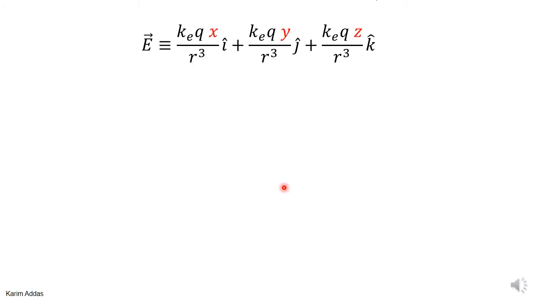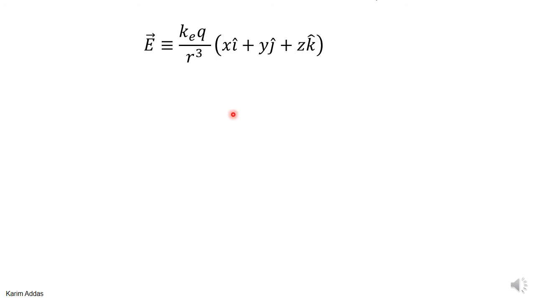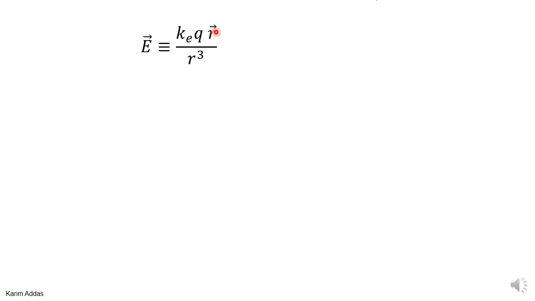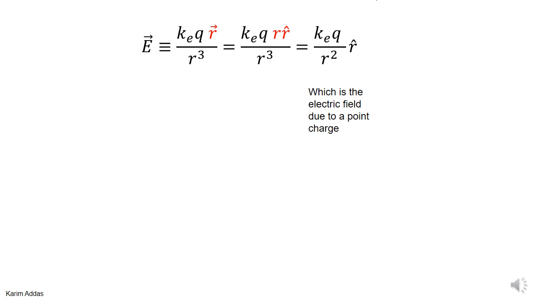And so when you do that, you have kq over r cubed, a constant. You can take it outside. What's left is xi plus yj plus zk. What is this? This is just the vector r that points from the charge to the point that has coordinates x, y, and z. So this is just the r vector. The r vector can be written as what? Written as r magnitude in the r hat direction.